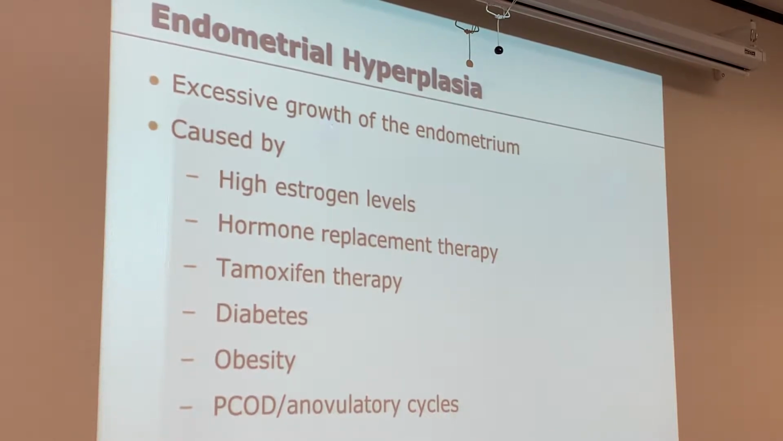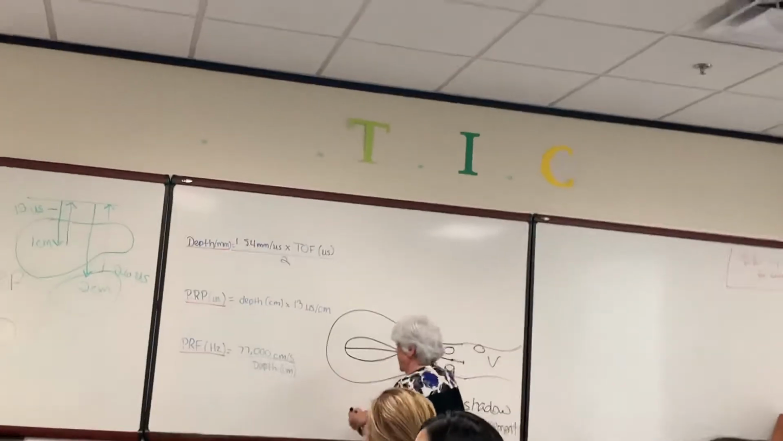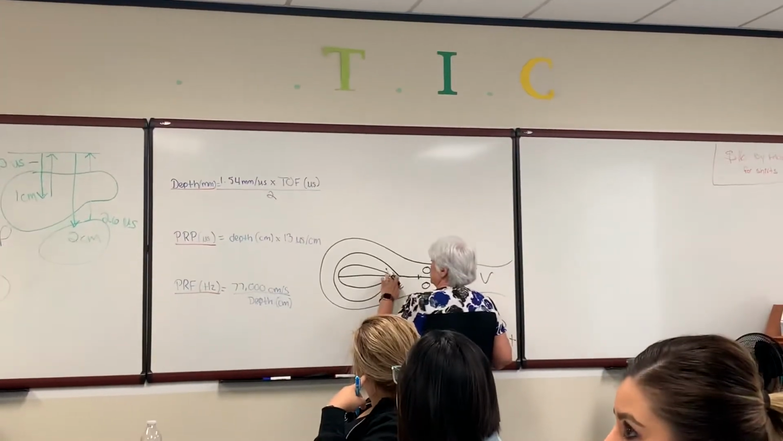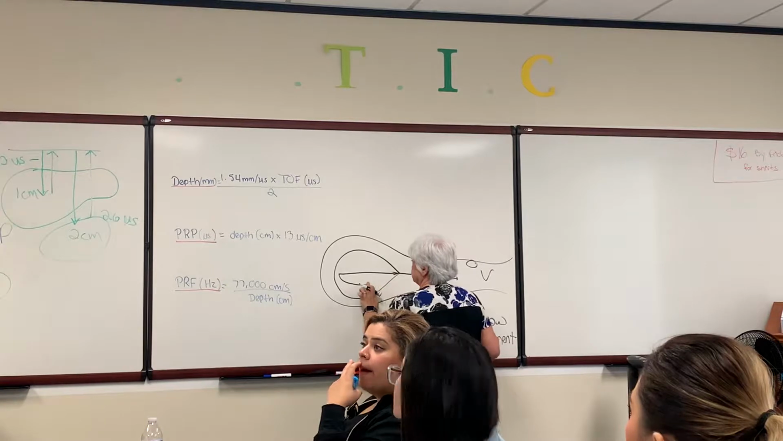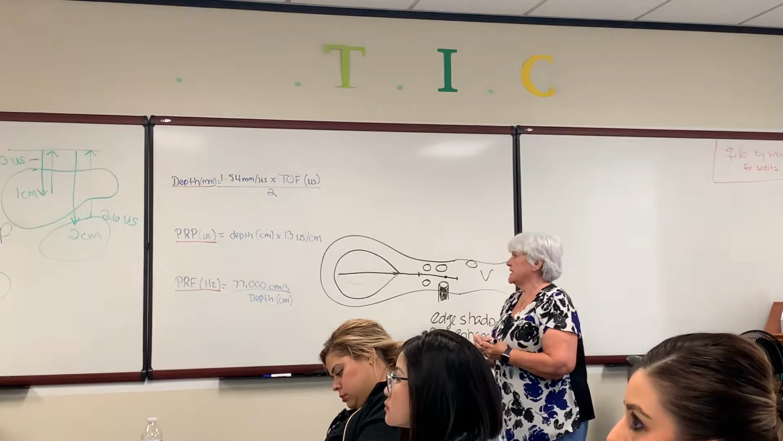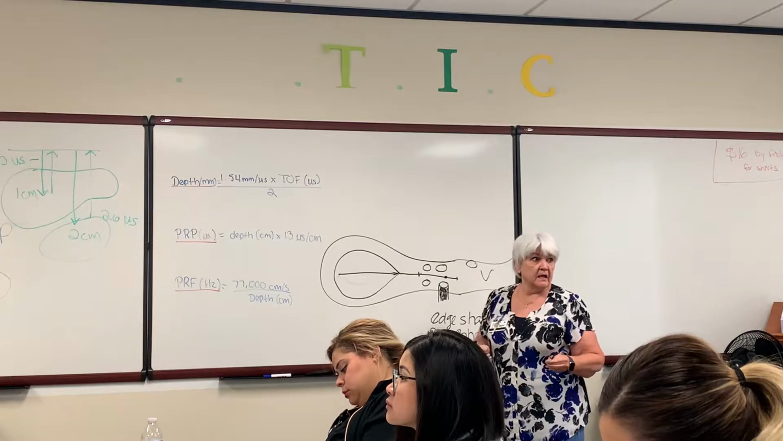Okay. Endometrial hyperplasia. Endometrial hyperplasia is when I have an overgrowth of endometrium. Here's my endometrium. This is my endometrium. So I will have an overgrowth of endometrium. Okay? An overgrowth, meaning it is stimulated by hormones such as high estrogen.